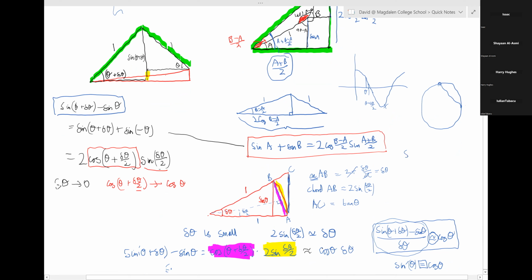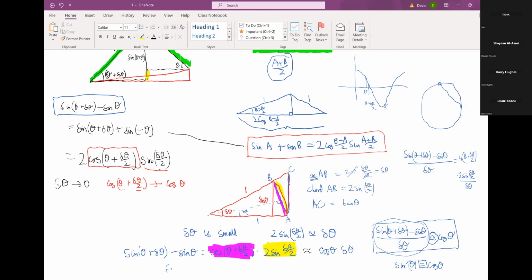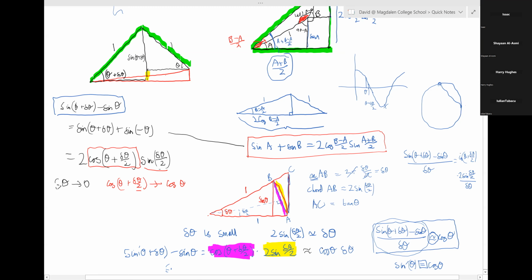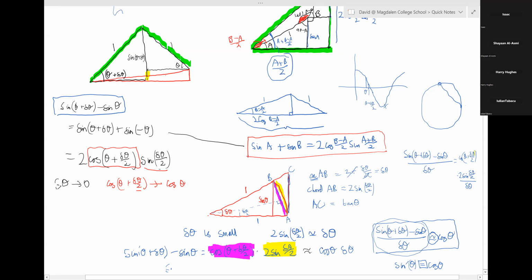I suppose the exact expression for sine of theta plus delta theta minus sine theta, over delta theta, is cos of theta plus delta theta over 2, times 2 sine delta theta over 2, over delta theta. And of those two parts, the cos of theta plus delta theta over 2 goes to cos theta. The fraction here goes to 1.